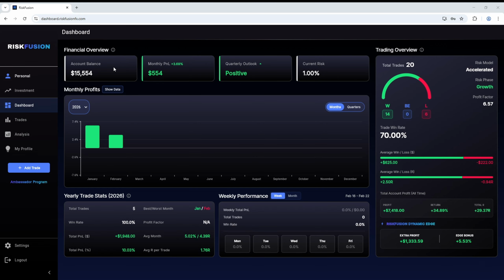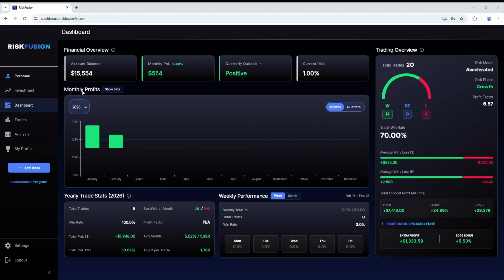So we have the account balance, your monthly P&L in both the monetary amount and also the percentage. You've got your quarterly outlook, okay, so whether you're generally positive or negative for the month, and then you've got your current risk percentage. Now, of course, this is the RiskFusion dynamic risk, and it is based on whether you choose either the accelerated model or the reserved model. So that gives you all of that information in this section.